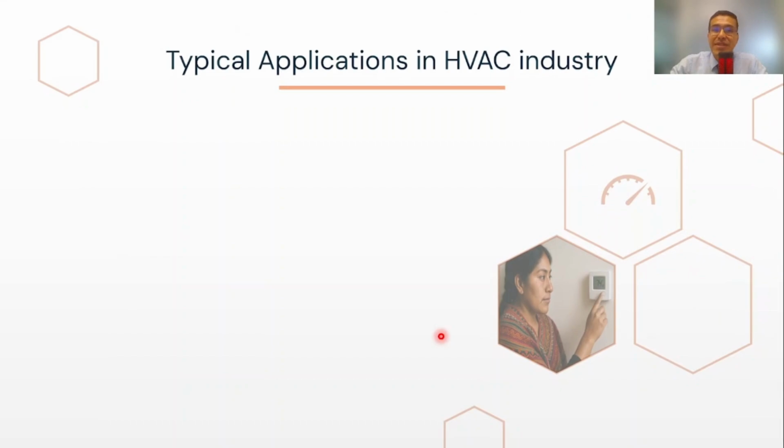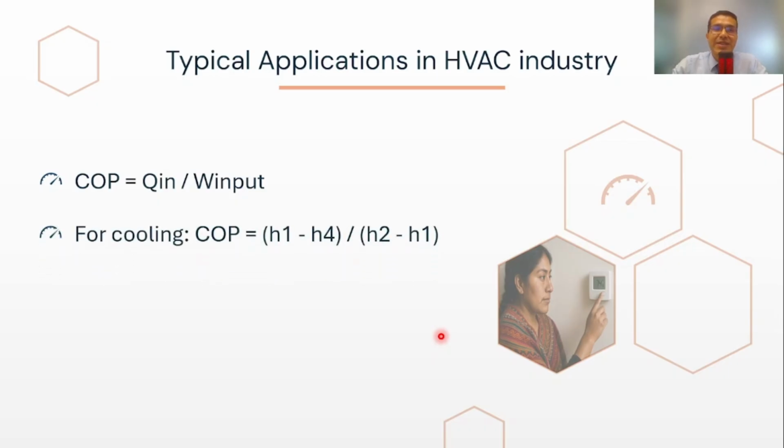To evaluate system efficiency, we use the coefficient of performance, or COP. For a cooling cycle, COP is defined as the ratio of the heat absorbed in the evaporator to the work input to the compressor. Mathematically, this is expressed as COP equals H1 minus H4 divided by the difference between H2 and H1, where the H values refer to specific enthalpies at key points in the cycle. The higher the COP, the more efficient the cycle.